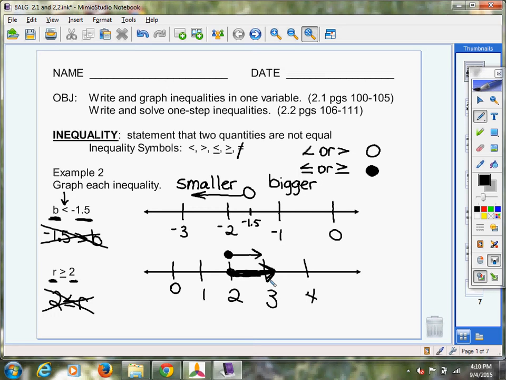All right, so we're practicing graphing inequalities. Remember, this chart is very important. You may want to highlight that chart on your notes to help you remember. Remember, if it's less than or greater than, we're going to do an open circle. If it's less than or equal to, greater than or equal to, do a filled in circle.